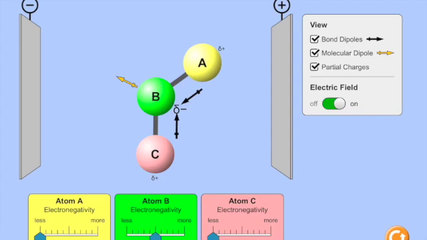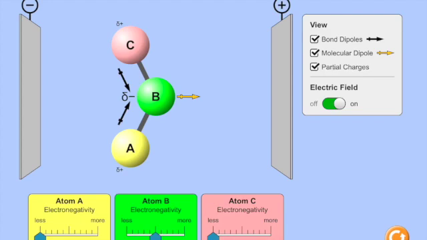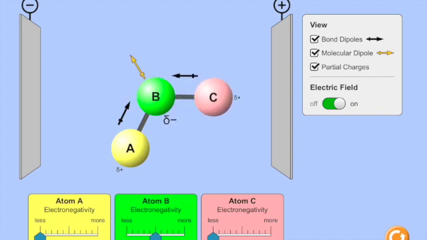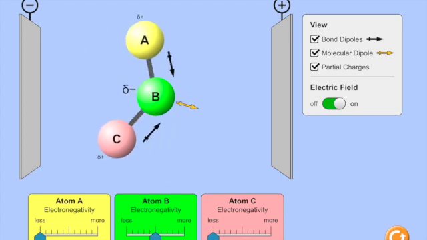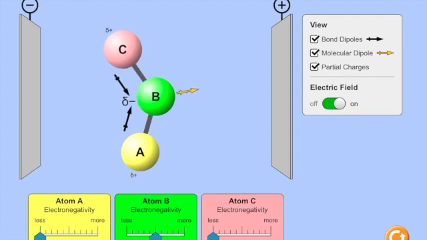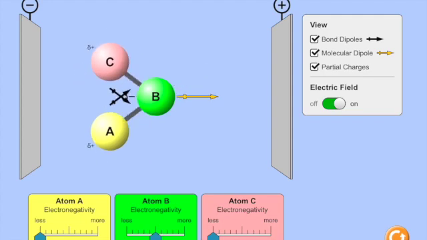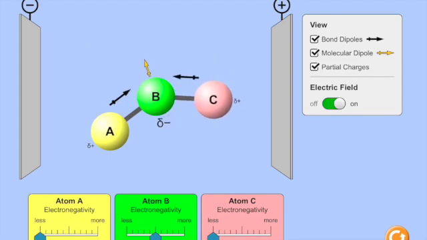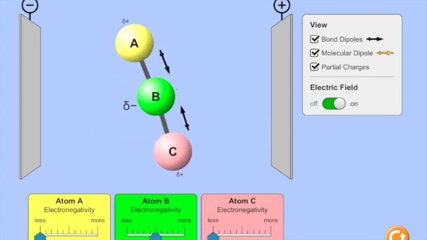So when I put it in the electric field, B is more negative. It points towards the positive. No matter how I try to orient it, that always happens. And the greater the angle, the larger the yellow arrow, the polar molecule arrow. If they're equal and opposite, not much happens.